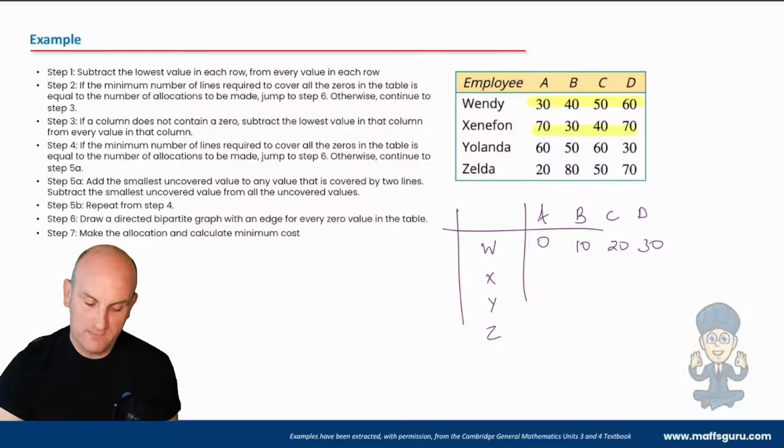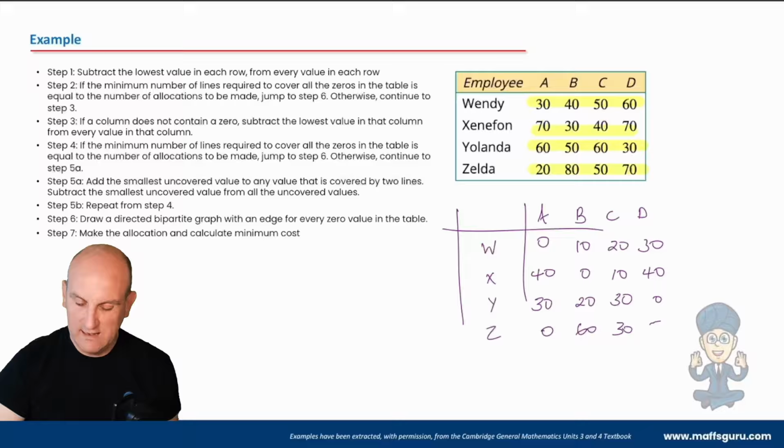Let's try again. My smallest value is 30. So it's going to be 40, 0, 10, and 40. All right, Yolanda, again, which is her smallest? We've got 30 again, take that away. It's going to give me 30, 20, 30, and 0. And then who have we got next? We've got Zelda, whose lowest is 20. So it's going to become 0, 60, 30, and 50.